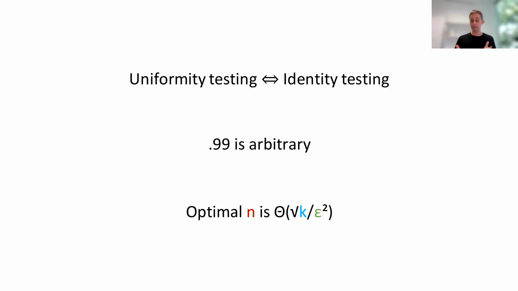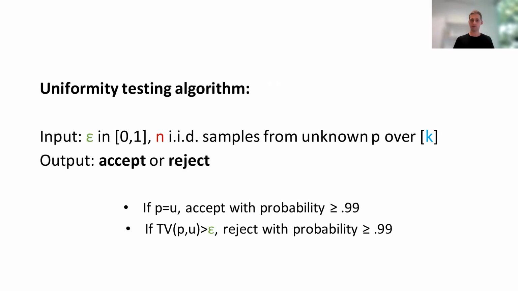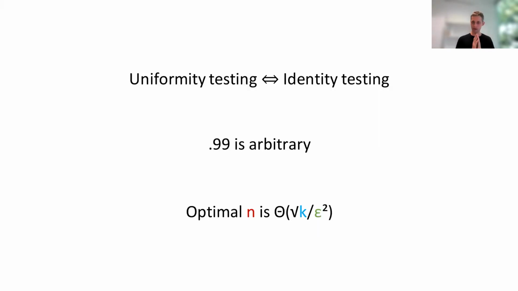And finally, here's the problem. I want to find the minimum n, the minimum data size for which I can solve this problem. And this is known. It took a while, but we know the right dependence with respect to all the parameters. I think some work has even been done on the constant in the big theta there. Basically, what you need is square root of the domain size divided by epsilon squared many data points.